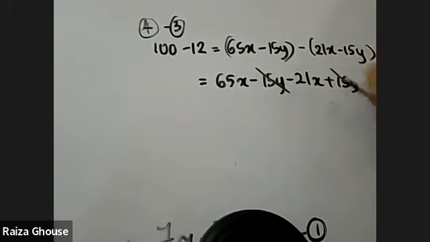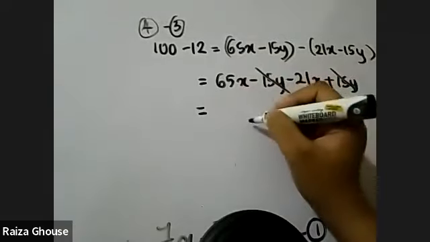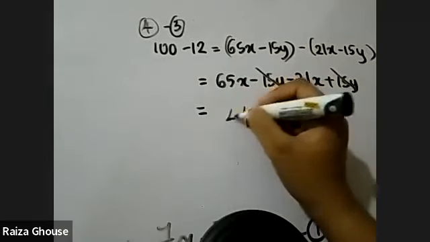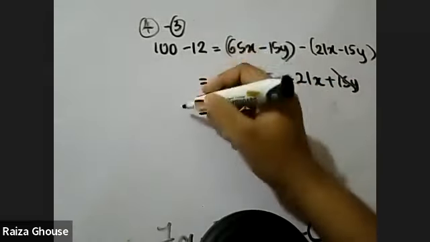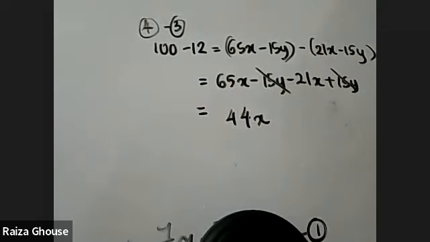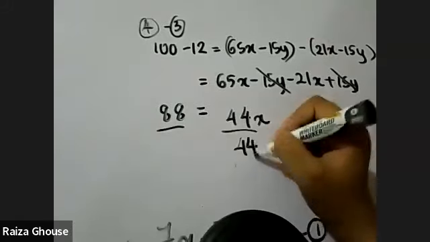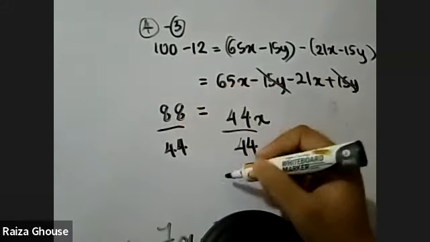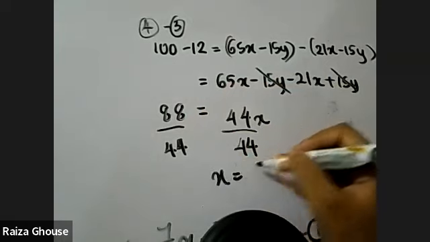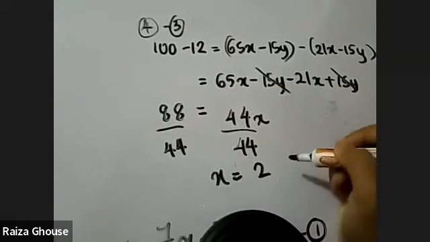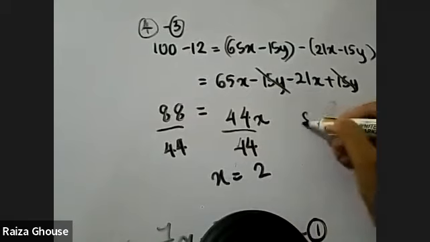I can cancel these two. 65 minus 21, you are getting here 44x. And this side you are getting 100 minus 12. How much? 88. Can you see now these are divisible? So if you divide this one, you are getting x is equal to 2.